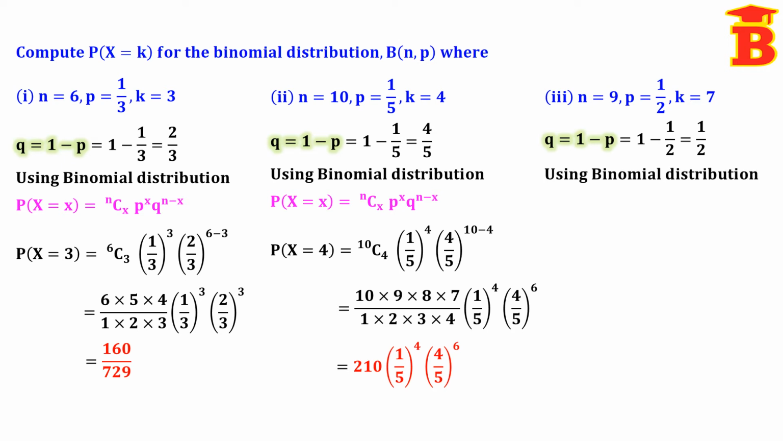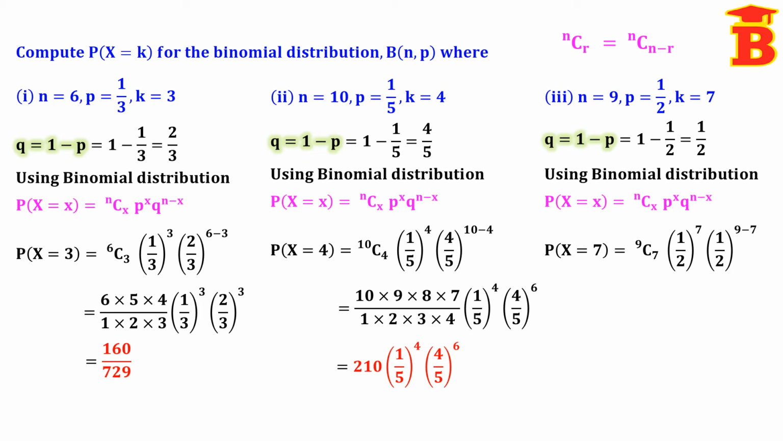Using binomial distribution, same formula, nCx p power x q power n minus x. Here k equal to 7 means we have to substitute here, that is capital X is equal to small x value 7. Now substitute the values: n 9, C x value 7. So 9C7 into p value (1/2)^x value 7 into q is (1/2)^(n minus x), that is 9 minus 7.